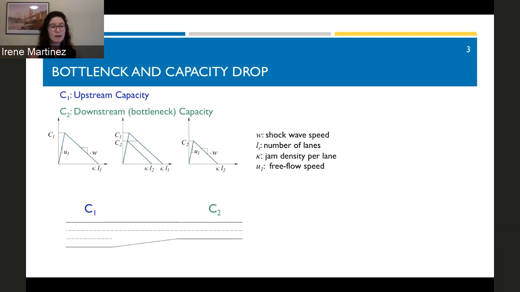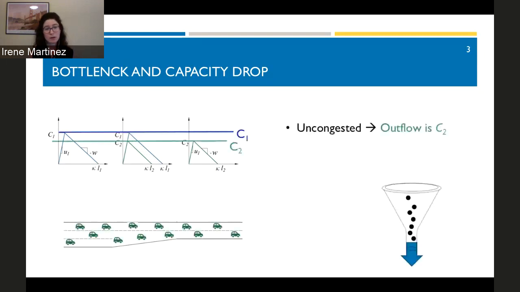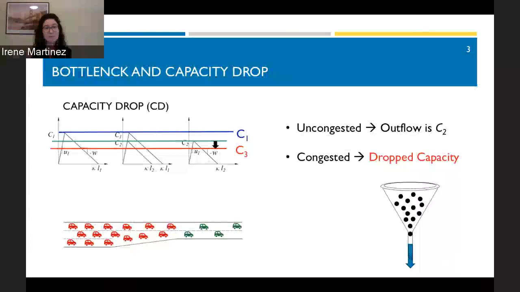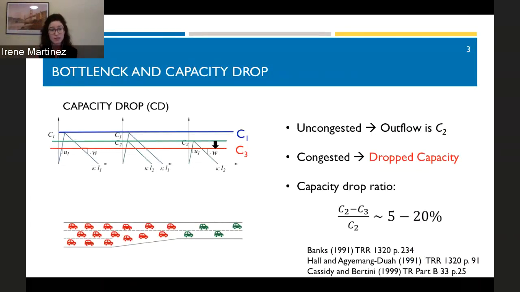If the demand to the bottleneck doesn't exceed the capacity of the bottleneck, the maximum flow can be observed, the C2. However, when queues start to build up, this phenomenon called capacity drop arises, and the outflow is much lower. It has been reported empirically that this reduction is between 5 and 20%. This increases travel times a lot, and then we want to prevent it.